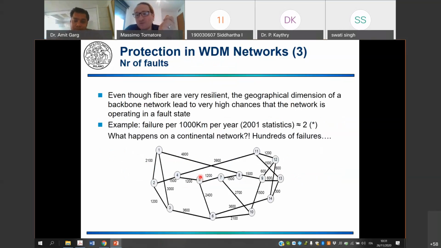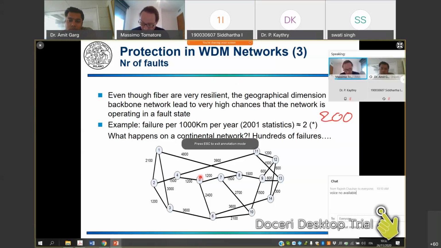Further motivation of what I'm trying to say: how often is a network broken? So let's again make simple calculations. This is a US network. An operator in the US has identified an average amount of failures per year equal to 2 failures every 1,000 kilometers every year. Okay, 2 failures every 1,000 kilometers of fiber per year. Since a North American network easily gets to 100,000 kilometers, that means that there are 200 failures per year.